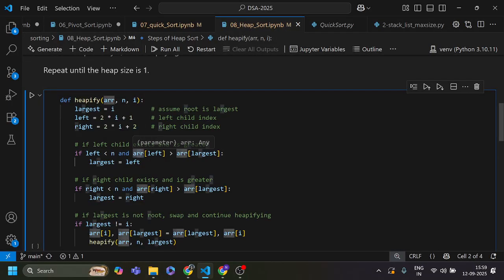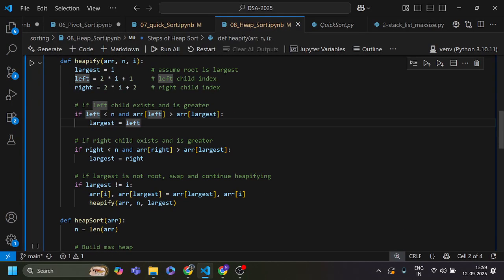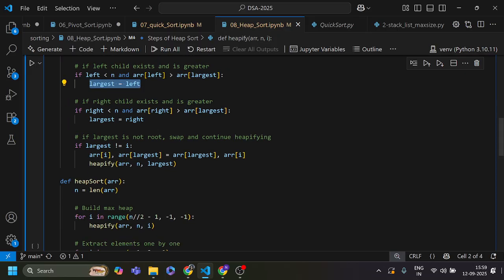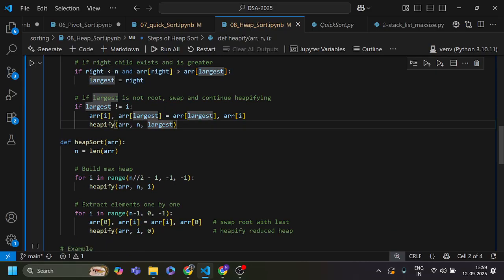Okay, so if the left child exists and is greater, that is, if left is less than n, where n means the number of elements, and array of left is greater than array of largest, then largest equals left. If the right child exists and is greater, that is, if right is less than n and array of right is greater than array of largest, then largest equals right. If largest is not the root, swap and continue heapifying.